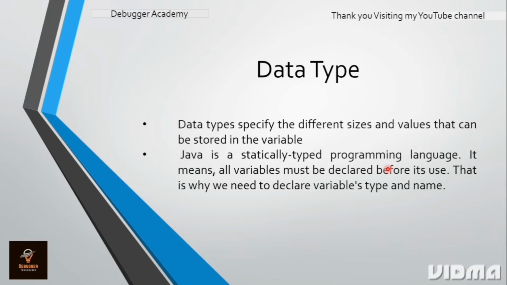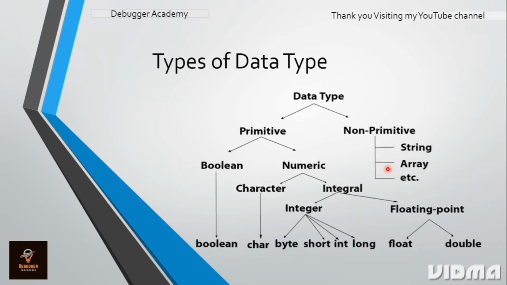Now next, types of data type. In Java, we have two types of data type: primitive data type and non-primitive data type. In the primitive data type section, we have two divisions, Boolean and numeric. In Boolean, we have the boolean data type, which is true or false. Numeric is further divided into two types, character and integral. In character, we have a data type called char. For example, if I declare A, B, C, D, these are characters, so for that we use the data type char.